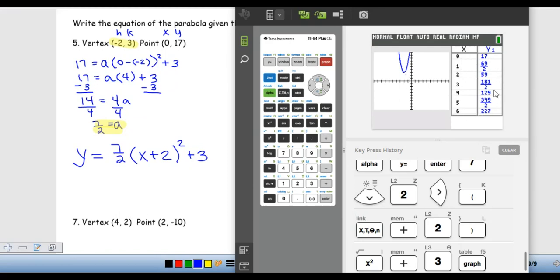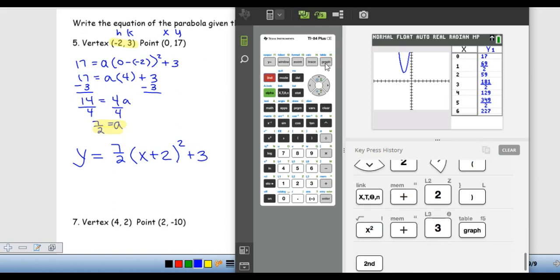You might look over here at your table and you can't see the negatives. Here's how you do it. If you want to use the table and move up and down, if you will do second graph, that enables you to use the table, and then your cursor can move up and down. And it highlights exactly where it is on the graph. So yes, my vertex is -2, 3, just like I had right here. And I do have the point 0, 17 on my graph. So my answer is correct.